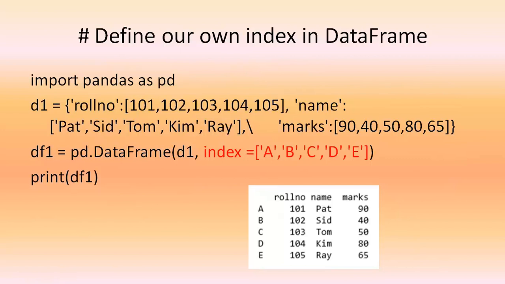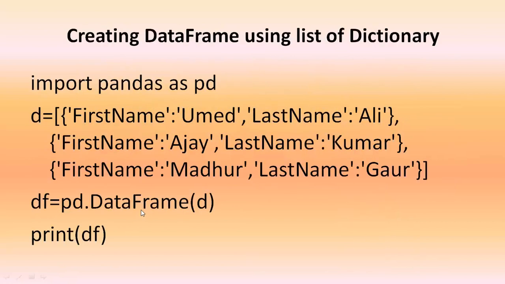Here we have mentioned A B C D and E. So when you run this code, you will see A B C D E, and the rest of the things are just like the previous example. So in this manner you can define your own index in data frame. That's it.